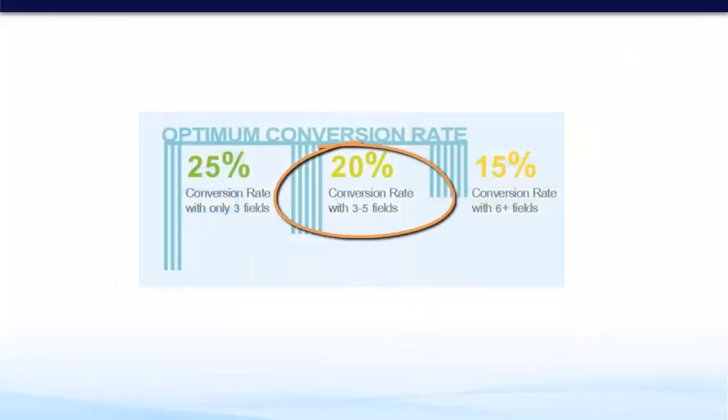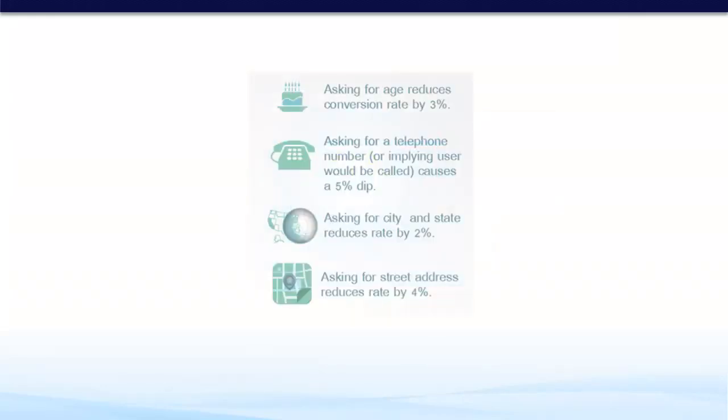As a guideline, between 3 to 5 fields is optimal for conversion rate. If you can get away with less fields, then do so because it will up your conversion rate. However, 3 to 5 is more realistic. You should only ever ask for information you absolutely require for segmentation or follow-up. The reason for this is asking for certain information will cause significant drop-offs in your conversion rate. For example, asking for a telephone number, which implies that the user might be called, will generally result in a 5% dip. So if you don't need the phone number, don't ask for it.